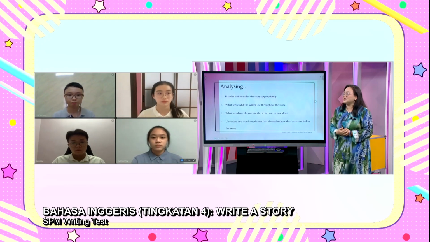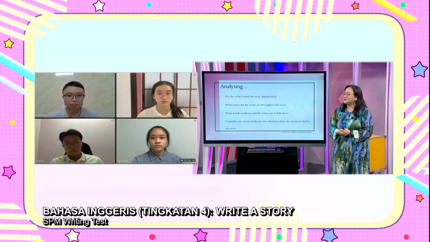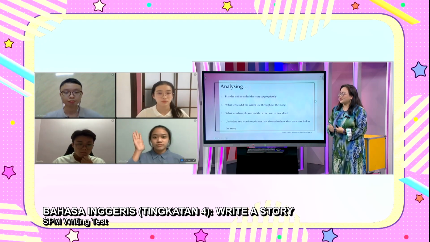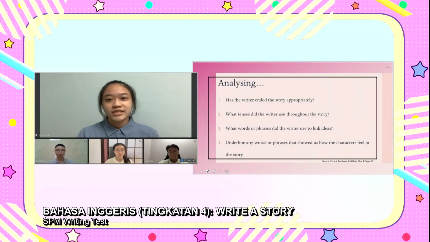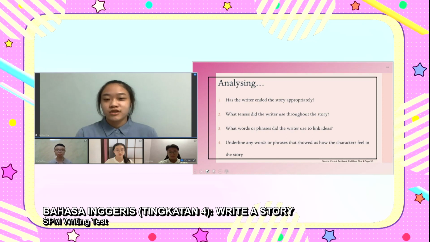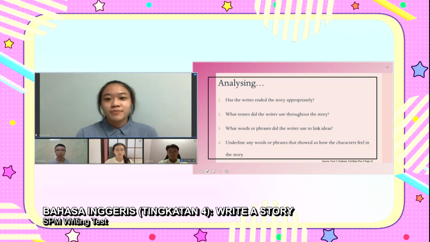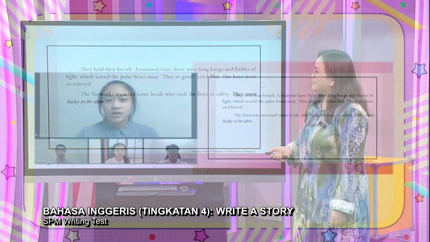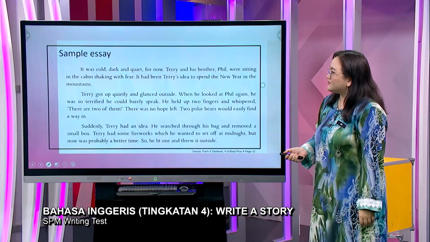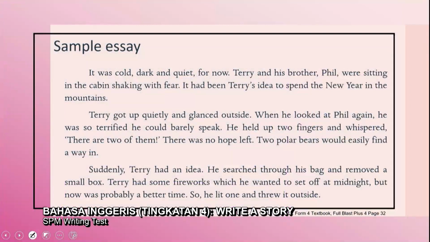Okay, how about question number 2? Anyone here would like to try? Tring, what tenses did the writer use? I think the writer used a few tenses in this story. First, the writer uses past tense. From where can you see that it's past tense? I found the words "was" and also "got up" in the story.